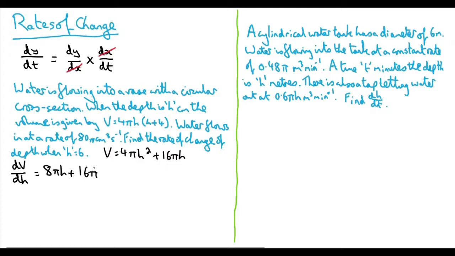Okay. And then what else do we have? So the water flows in at a rate of 80 pi centimeters cubed per second. Well, if we're not sure exactly what that refers to, centimeters cubed is going to be volume, and per second will be over time. So we have here a dV over dt having a constant value of 80 pi.